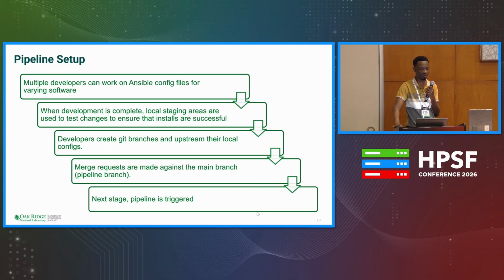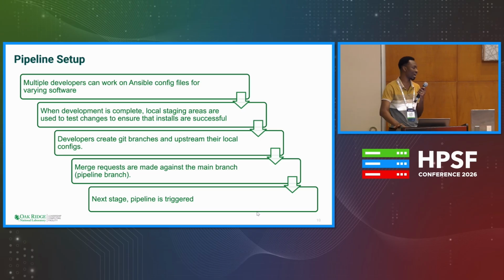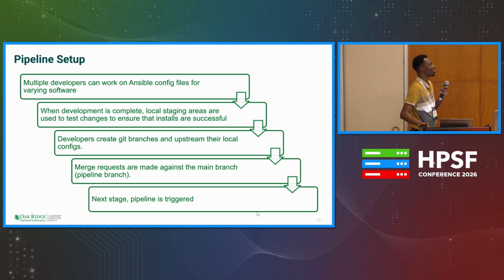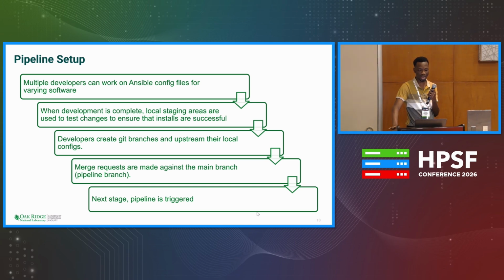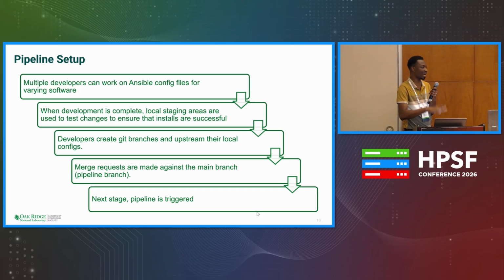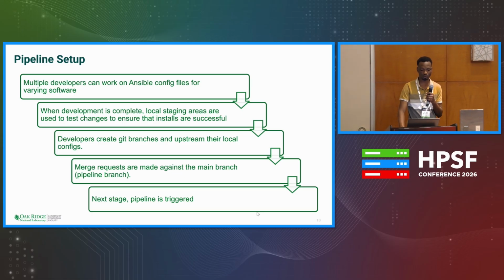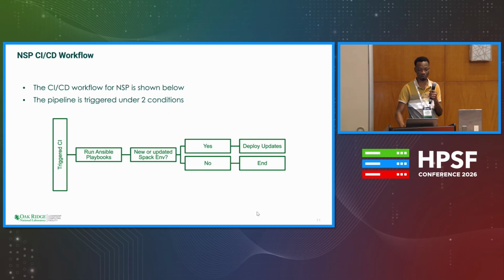Once you are certain that the packages concretize and everything installs smoothly without any issue, then you upstream that and create a merge request against our pipeline branch. That would automatically trigger the pipeline, which would go ahead and run the playbooks and do the installs. So that's how we have it set up right now.